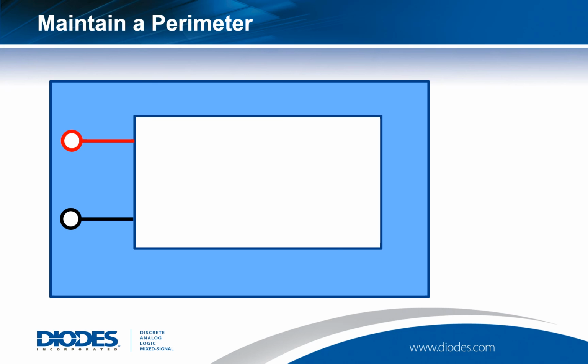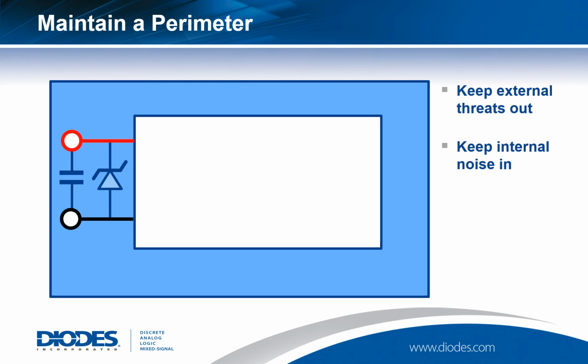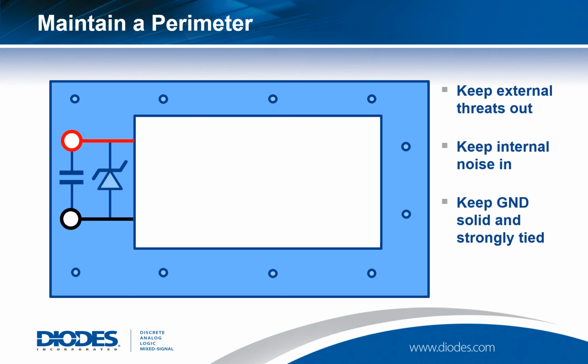Place any connectors in this outside area. And in placing the protection devices that go with these connectors, such as TVS or capacitance, then you can keep external threats and spikes intercepted before they get to your sensitive area, and any noise generated by your circuit will not make it out onto any external leads. Within that region, it's also a good idea to keep all your ground planes tied strongly together, and this should also provide some defense against handling damage from ESD during production.